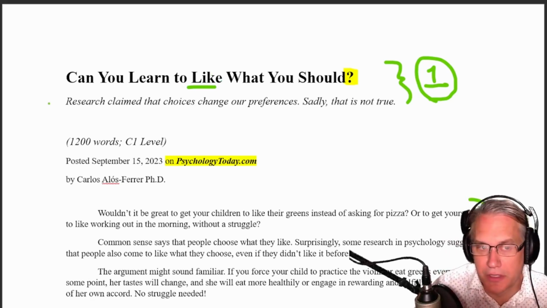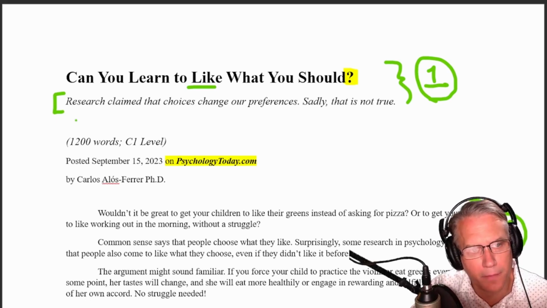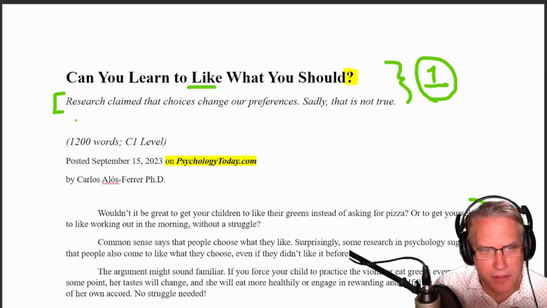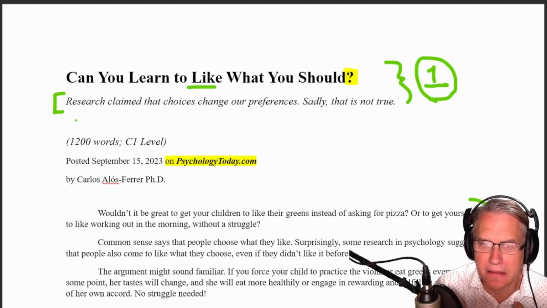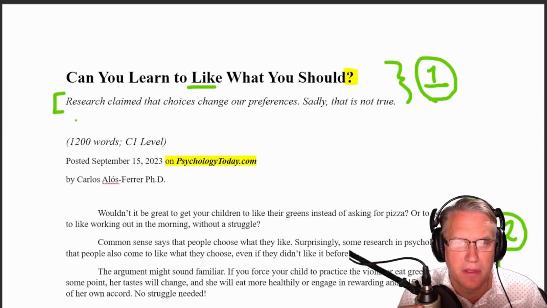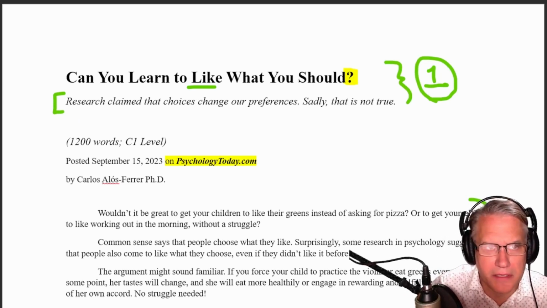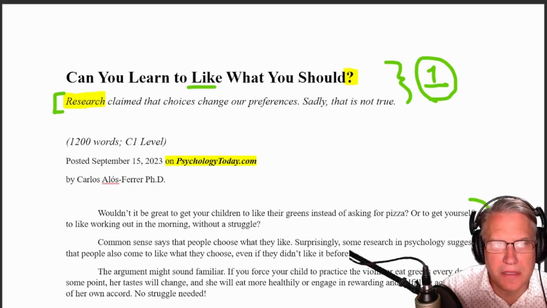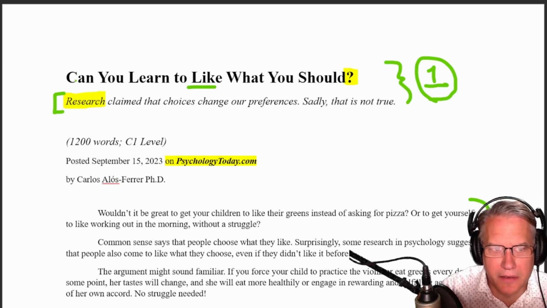Okay, interesting. Let's take a look at the secondary title here. Research claimed that choices change our preferences. Sadly, that is not true. Okay, so that's interesting. Now we have a little bit of content here. So research claimed that choices change our preferences. Sadly, that is not true. So what do you think that means? What's your guess about the idea here?